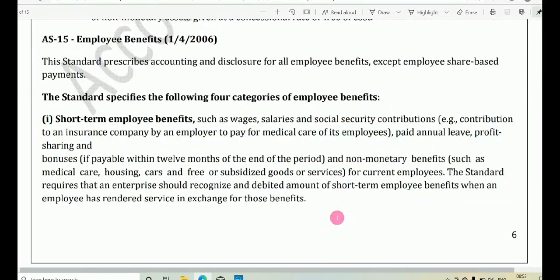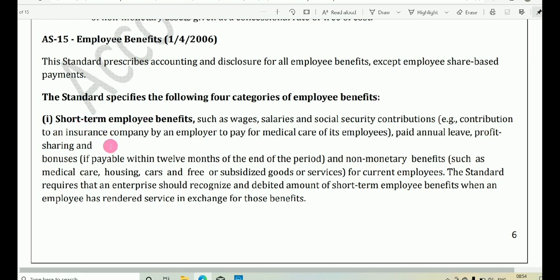The next accounting standard is Accounting Standard number 15, Employee Benefits, introduced from 1st April 2006. This standard prescribes accounting and disclosure for all employee benefits except employee share-based payments. The standard specifies the following 4 categories of employee benefits.